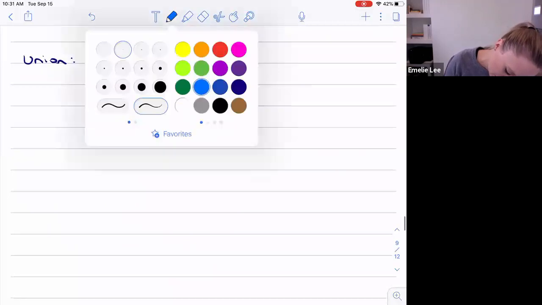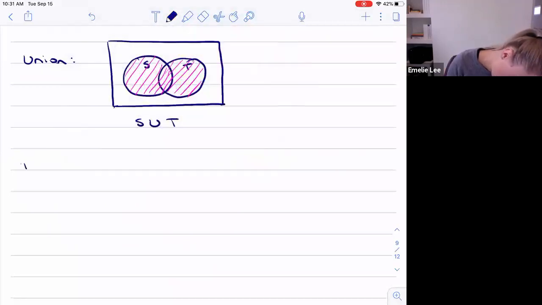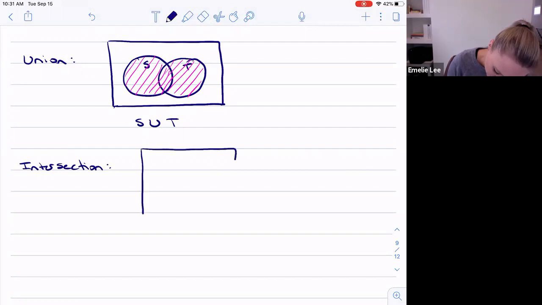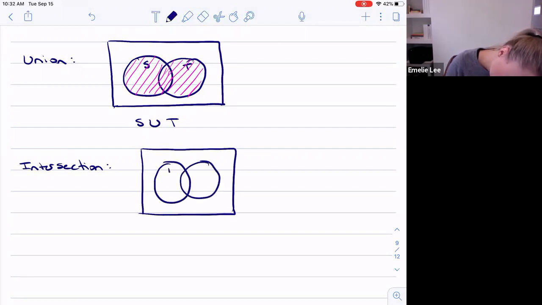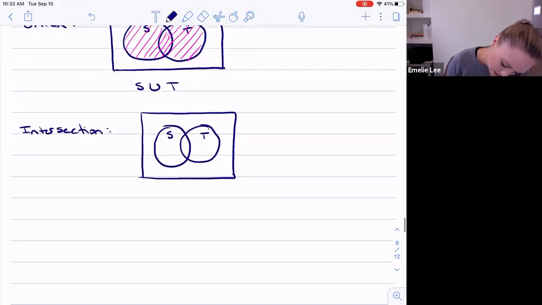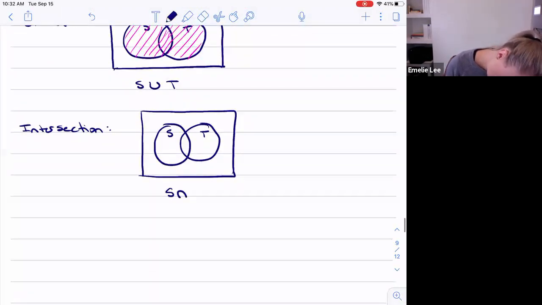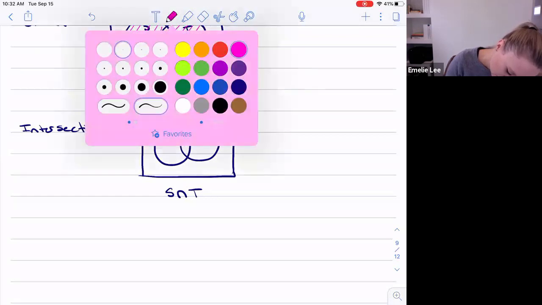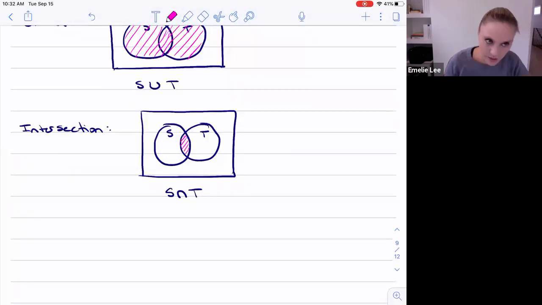So as far as the intersection goes, on my Venn diagram, I've got S and T. S and T is just going to be this little region.